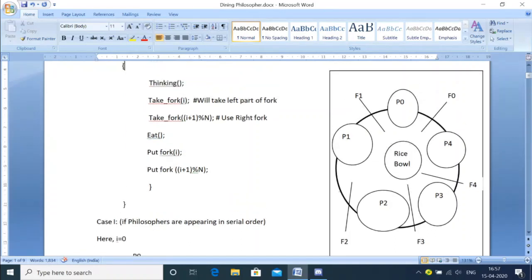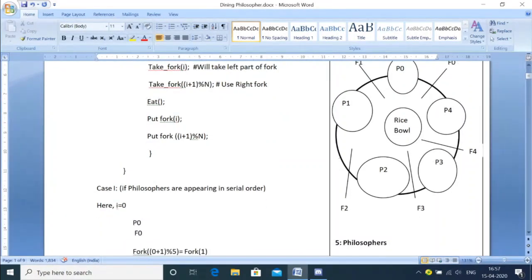Let's say, for example, the first case is that the philosophers are appearing in serial order. That means first P0 has come. So how will it take the decision? Which fork will it pick? It will make the decision using these two statements. So in this loop, first of all, this part will execute: take fork I.